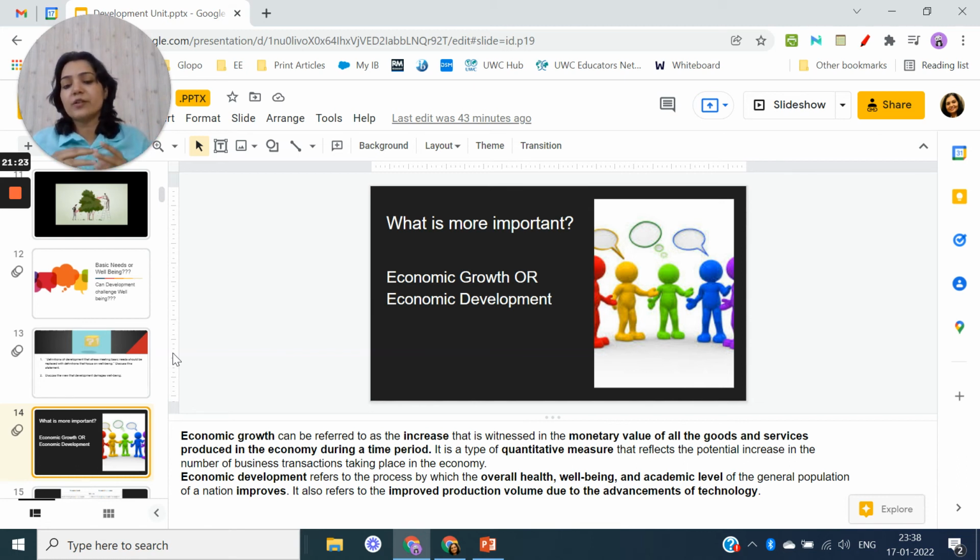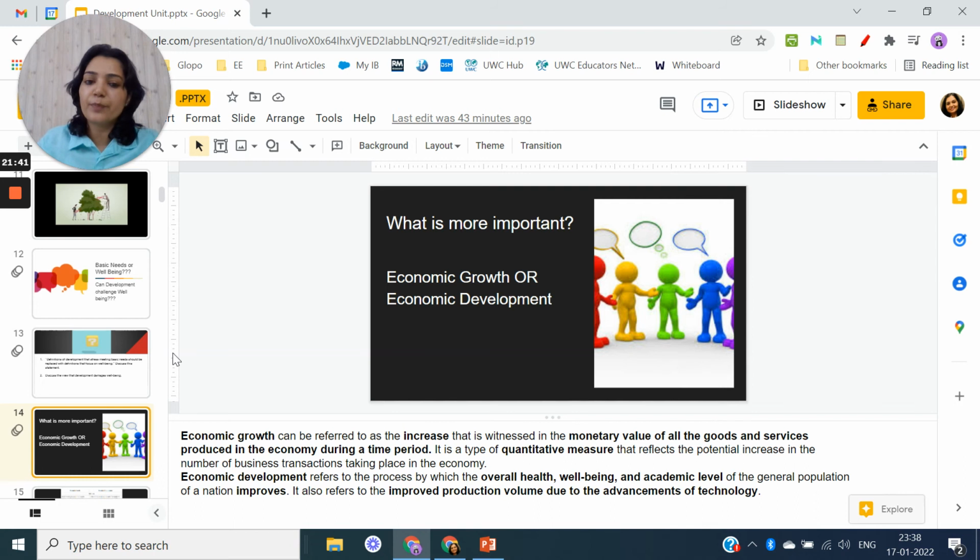So that means overall it is calculating those aggregate things which are based on the goods and the services. So GDP is there, GNP is there. These are the quantitative measures it is talking about. So this is about economic growth.